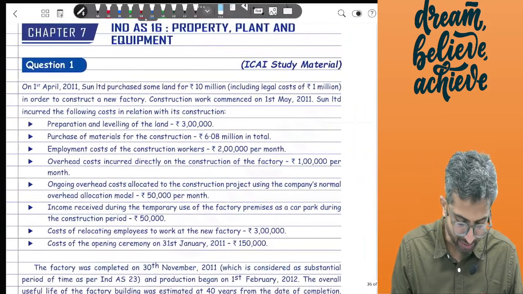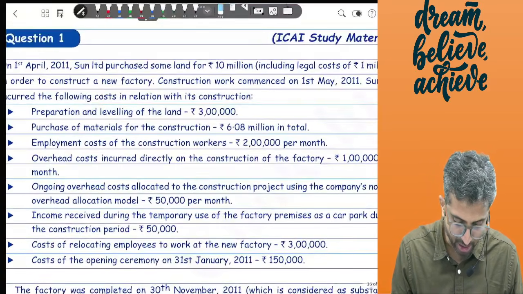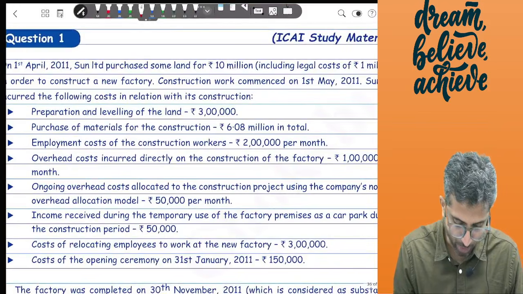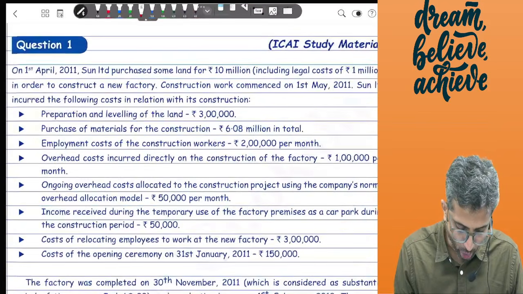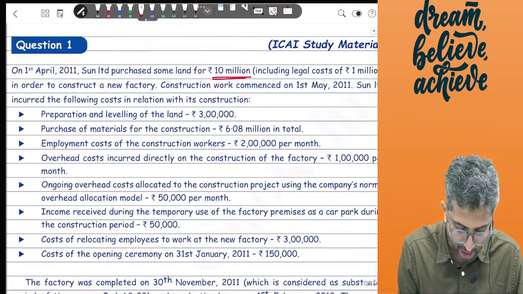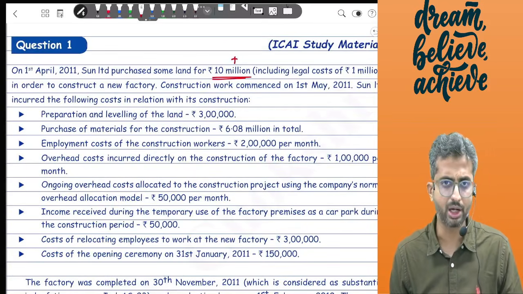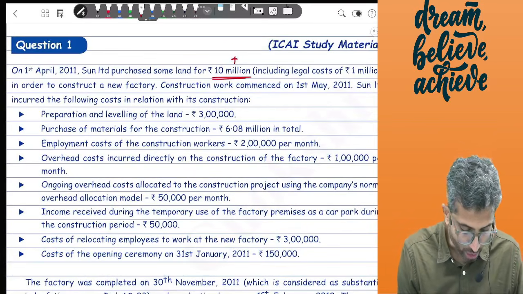On 1st April 11, Sun purchased some land for 10 million, which includes legal cost, let us say, of 1 million. So will that be added? Well, the answer is yes. 10 million including the legal cost will be added. That is the cost of the land in order to construct the factory.